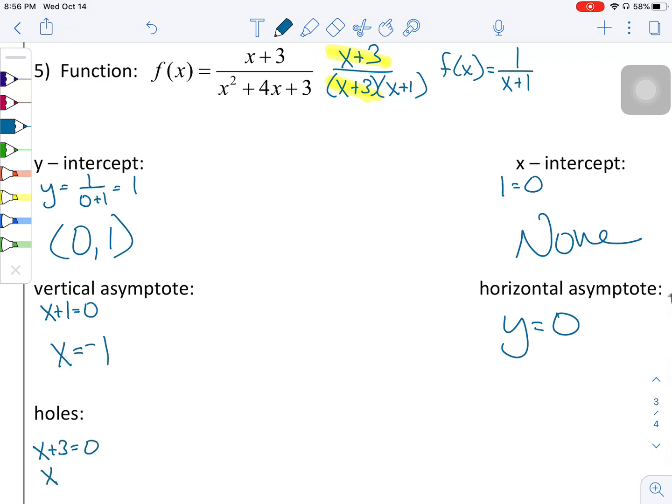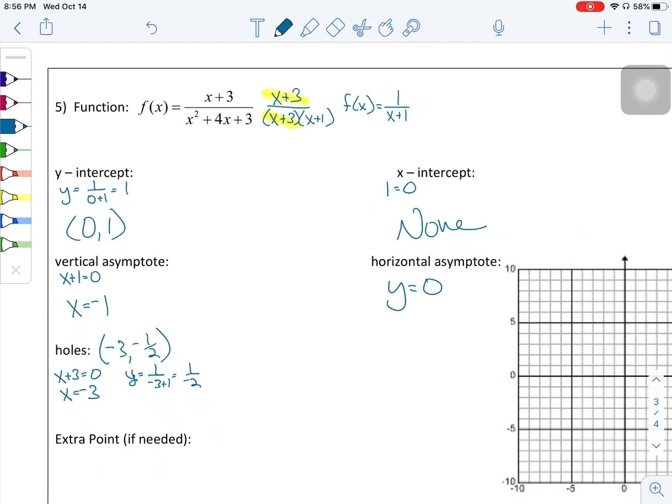All right. We do have a discontinuity, so I'm going to take x plus 3, set that equal to 0. So my x value is going to be negative 3. And then my y value, f of x is the same thing as y. So y is equal to 1 over negative 3 plus 1. So 1 over negative 2, so negative 1/2. That should be my discontinuity.